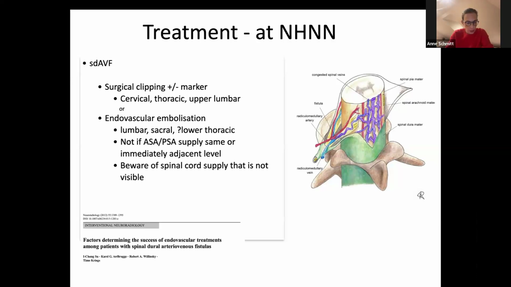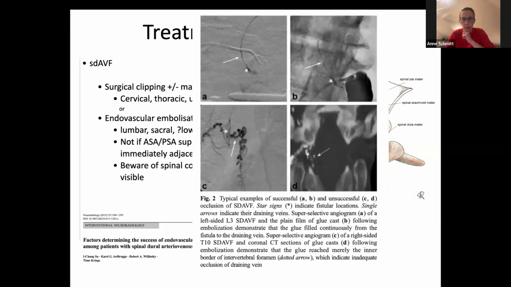Another paper that I found quite interesting from an INR point of view is the one here at the bottom, factors determining the success of endovascular treatments amongst patients with spinal dural AV fistulas. And that's a little bit common sense. At the bottom, you have a fistula which goes through a fairly tortuous network, whereas in picture A, you have a fairly straight lead up to the fistula with a straight vein. So getting good penetration into the venous component in A is much easier than in C.